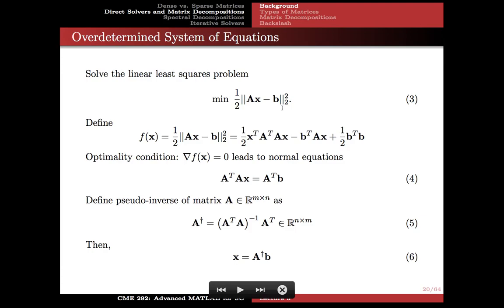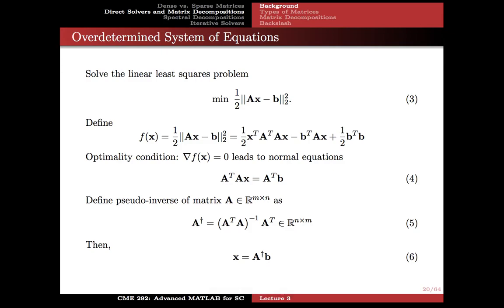In a minimization problem, we must first choose our objective function, f. Here we define f to be this expression. We can write the 2 norm as the product of the vector transpose times the vector itself to get the following expression. We then set the gradient equal to 0, leading to the normal equations given here. And we'll see that x is equal to the pseudo-inverse of A times b is the mathematical equation.